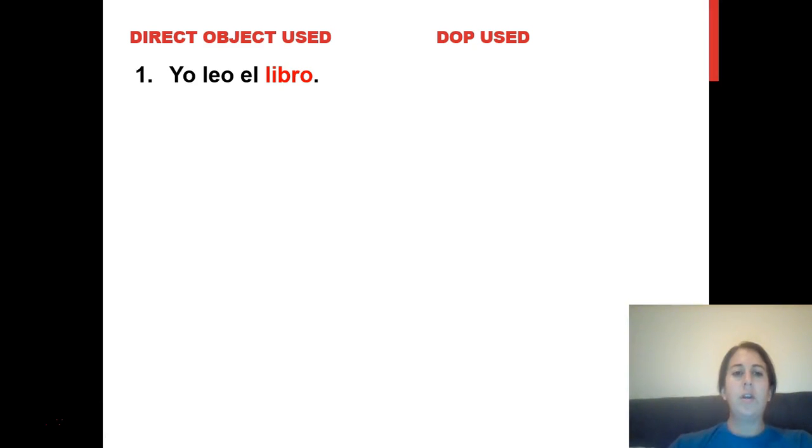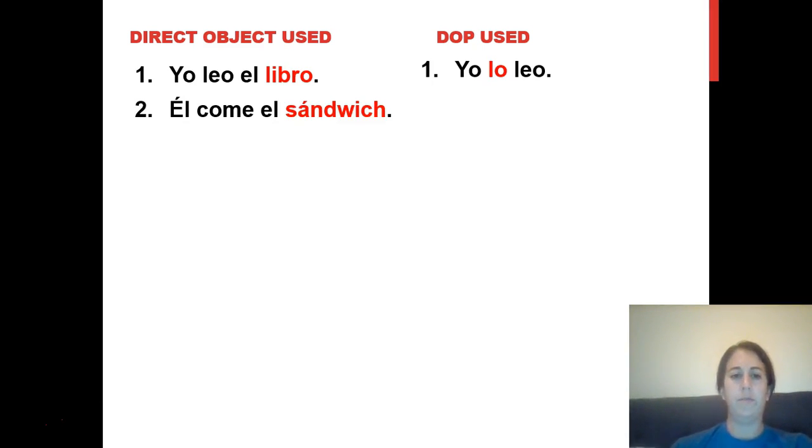Alright. So here I want you to tell me the direct object pronoun in this sentence. So how would you rewrite this to make it I read it, and I'm referring to the book? Yo lo leo. What about número dos? Él come el sándwich. What are we going to replace el sándwich with, and where is it going to go in the sentence? Alright, here's your answer. Él lo come.